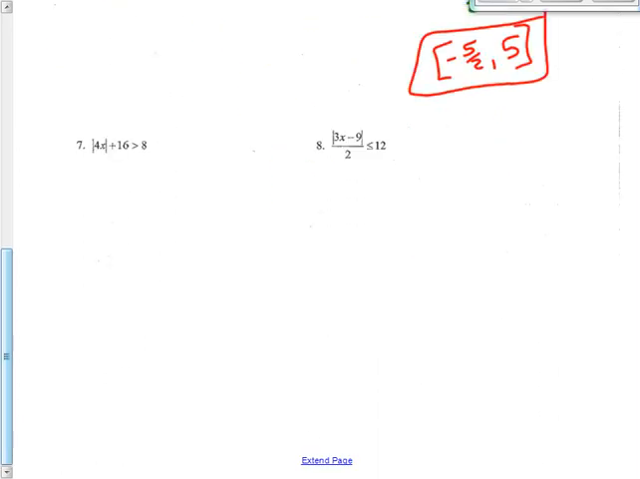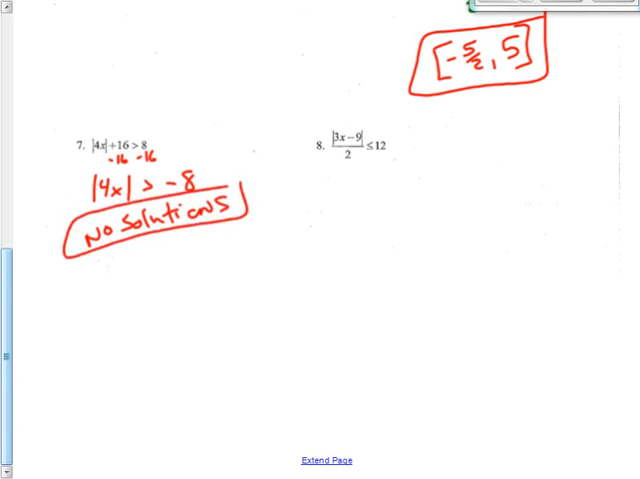Just kind of jumping down, a reminder, here's number 7. I've got the absolute value. It's not by itself though, so I want to get it by itself before I split it. So I get 4x greater than negative 8. At this point, I could split it, but I notice that the absolute value is greater than negative 8, and I cannot take an absolute value and get a negative number. So there's no way that this could happen. So this ends up being no solution. And we still have those options available to us.